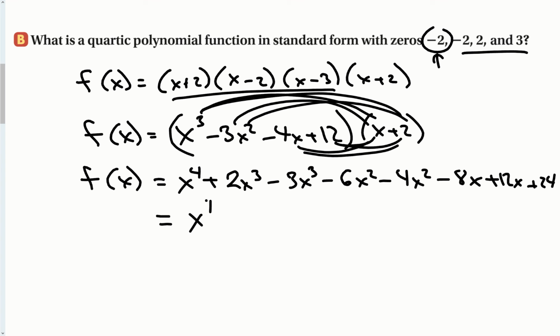There's no other x to the fourth. These two are x to the third, so I get a minus 1. These two are both x squared, so I get a minus 10. These two are both x's, so I get a plus 4x plus 24. And there is my quartic polynomial of 1, 2, 3, 4, 5. Quartic polynomial of 5 terms.